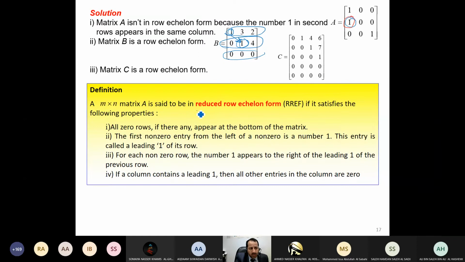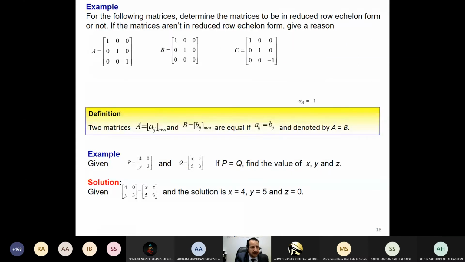Now, reduced row echelon form. The same as the previous one, but we call it reduced row echelon form. What is the difference? The same previous 3 conditions should be satisfied, plus 1 more condition. What does it say? If a column contains a leading 1, then all other entries in the column are 0. What does this mean? Have a look.